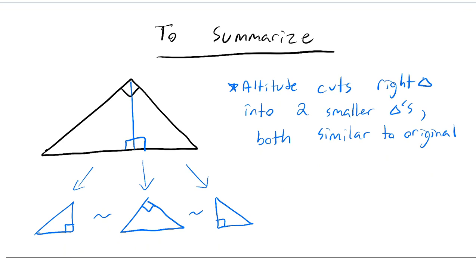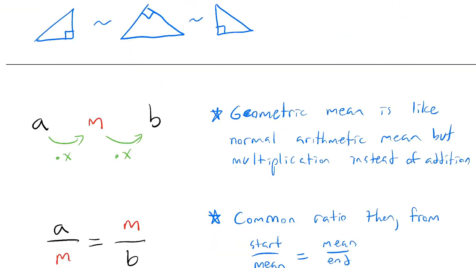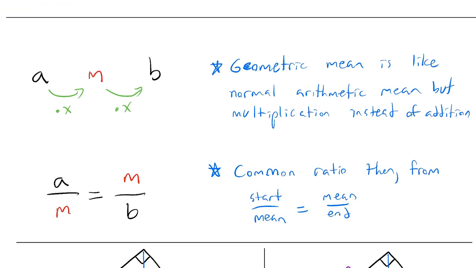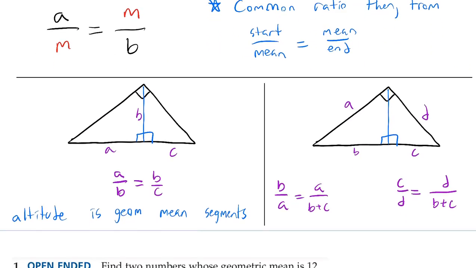So to summarize, the altitude of a right triangle cuts it into 3 similar triangles. Got it. Geometric mean, you multiply by the same thing to get to a middle as you multiply to get to the other end, or it's the common ratio. So A is to M as M is to B. Boom.